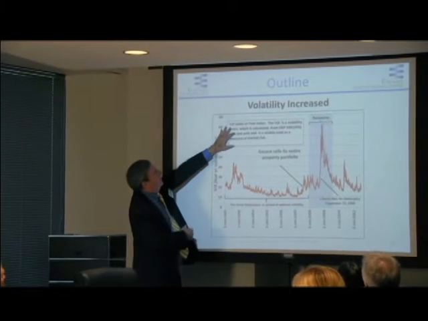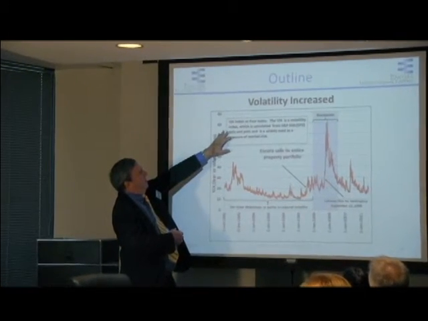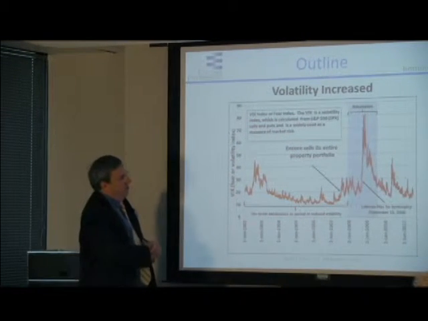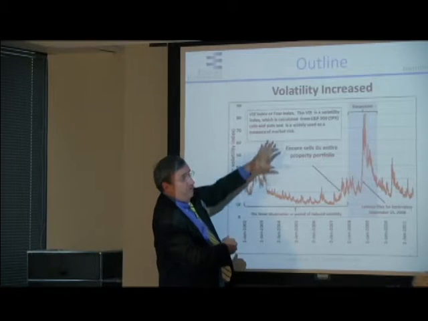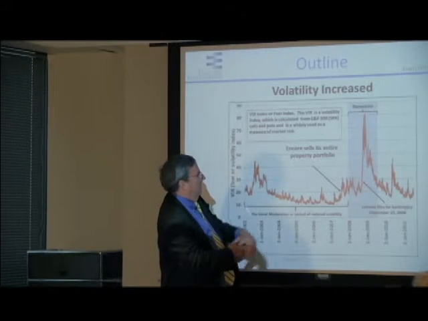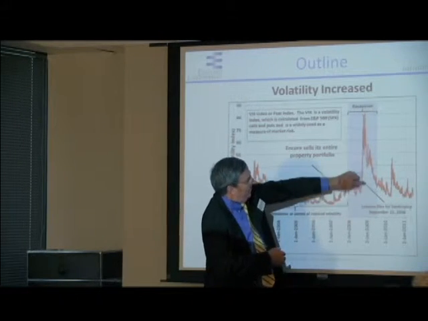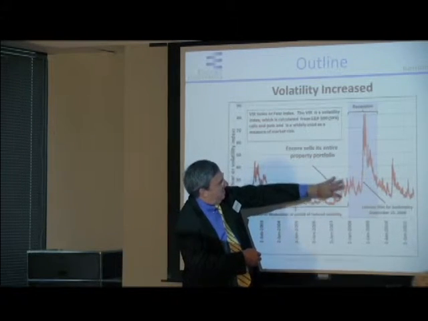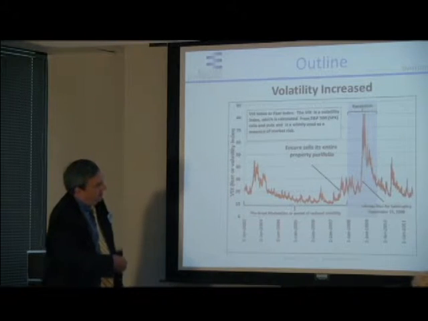There's an index called the VIX. It's a volatility index and it's based on the S&P 500. And it's widely used as an index of market uncertainty. It's called the fear index, appropriately. This is where Lehman files for bankruptcy on September 15th, 2008. This is Encore selling its assets.